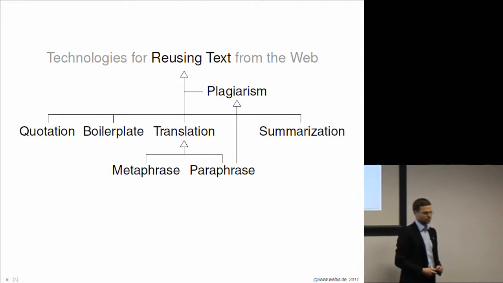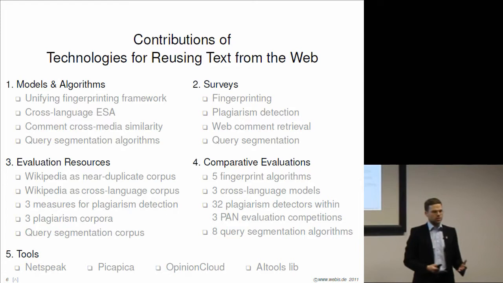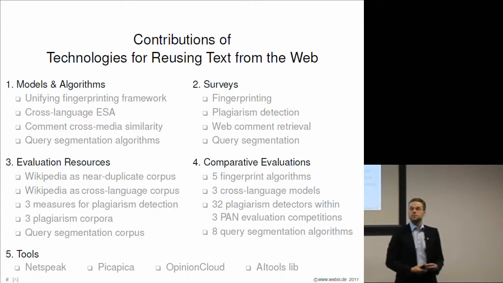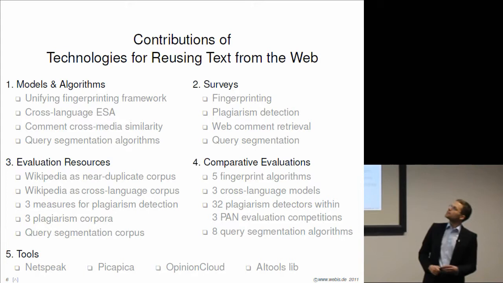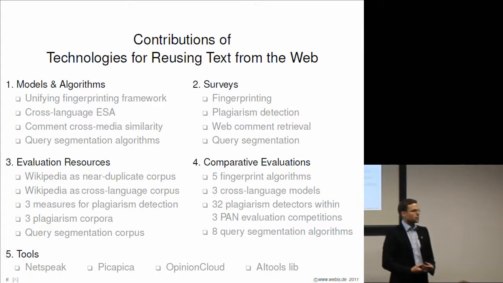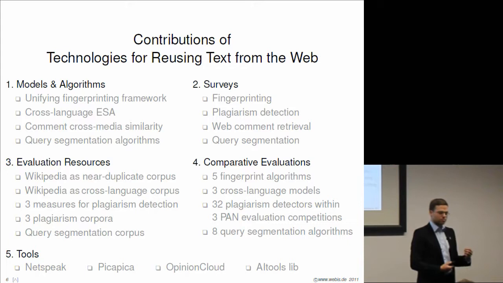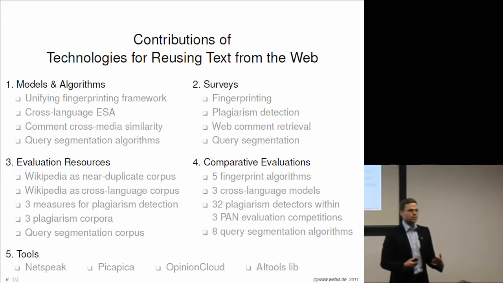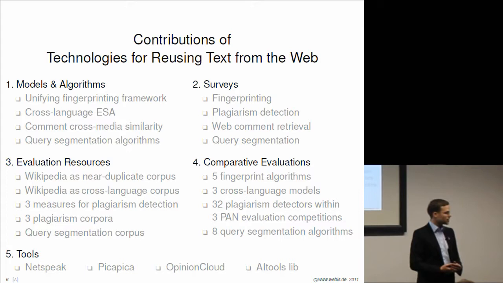I have developed technologies that deal with many of these kinds of text reuse. And my contributions, I've listed them on this slide. You don't need to read all of that. I have organized them for you in 5 fields. These fields are, first, models and algorithms. Second, research service, where I give an overview of the state of the art in a particular topic. There are evaluation resources on the third place. Evaluation resources are very important in order to do standardized evaluations of models and algorithms. I have, of course, done a lot of experiments which compare many different models and algorithms. And finally, I also went an extra way in order to compile these technologies into usable tools, which are listed down below.